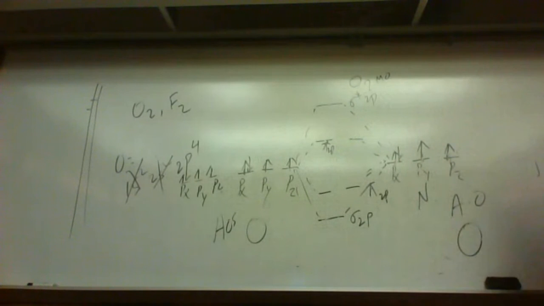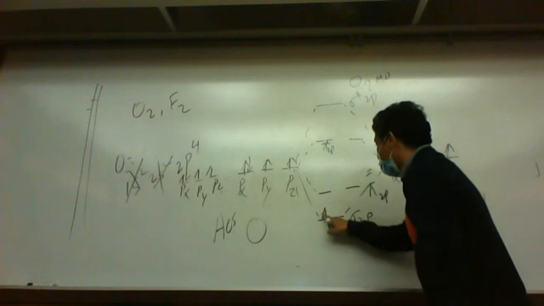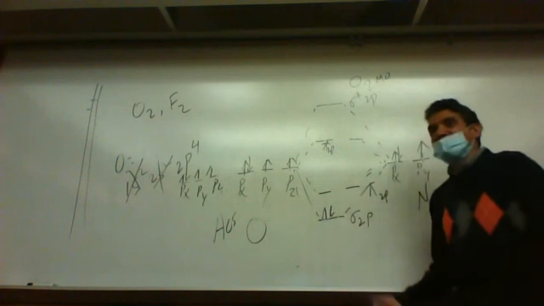5, 6, 7, 8. I have a total of 8 electrons, right? Now I'm going to fill them one by one. This is the lowest one, so I put 1, and I need to pair this one. So I pair, so 2 are gone.